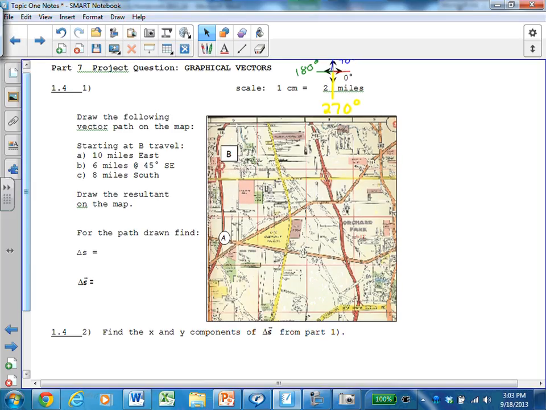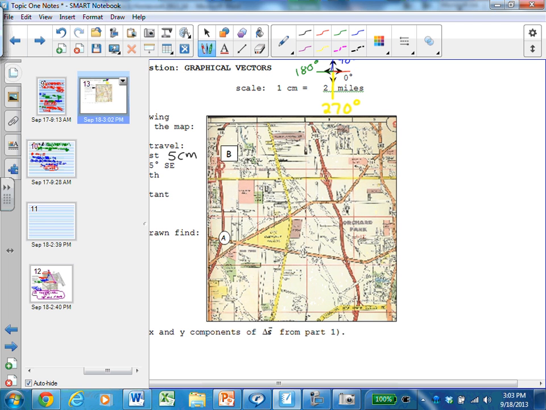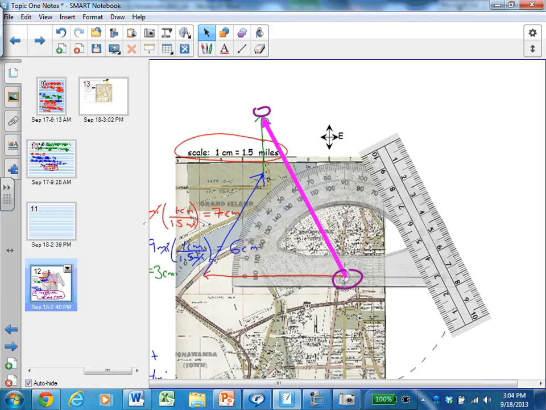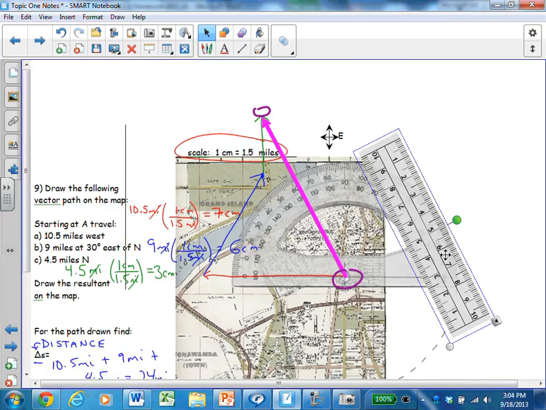10 miles east from B. Then, okay, so east is this way. And 10 miles needs to be converted. It's nice and easy now, right? Because 10 miles is what in centimeters? 5 centimeters. So 5 centimeters for the first step. I need my ruler. Not for this case, okay? Tomorrow when we learn the trig, we'll start using it. This is a graphical solution to these, okay?